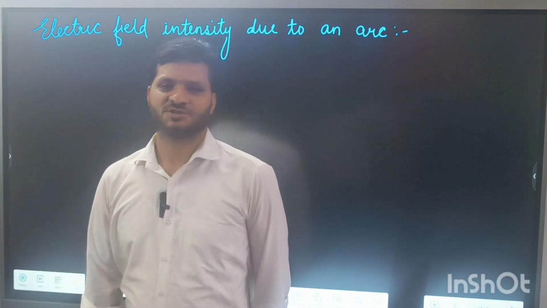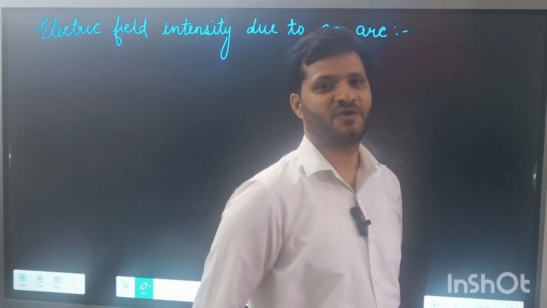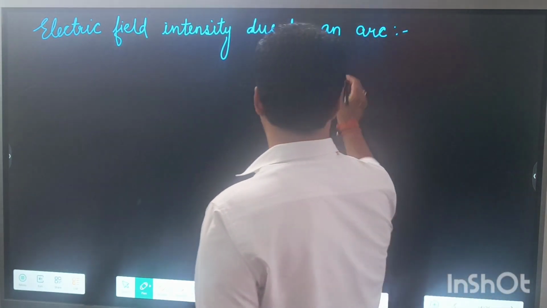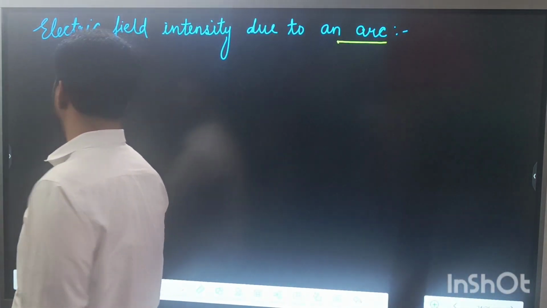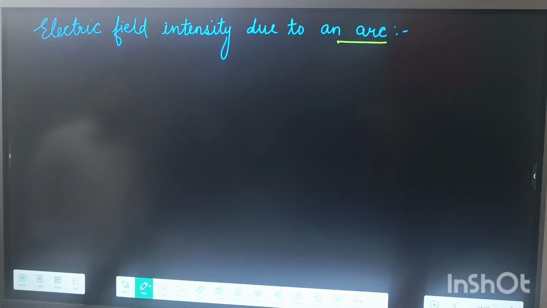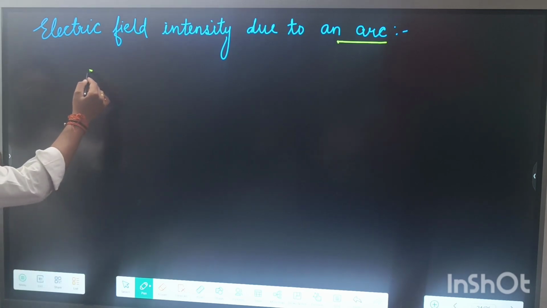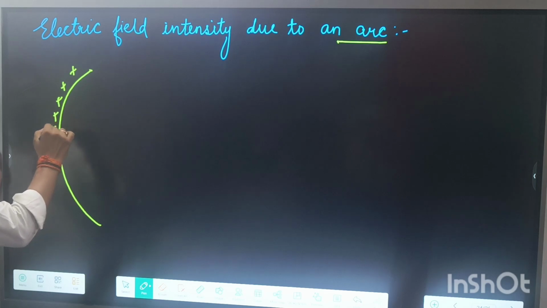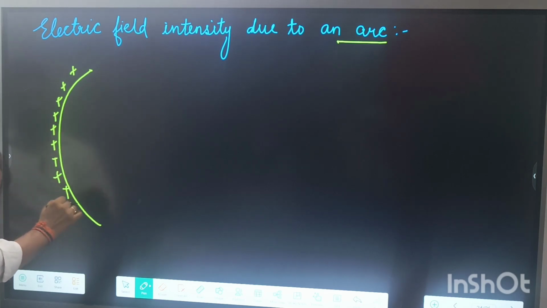How are you? So, today we are going to discuss a good concept: electric field intensity due to a ring. Correct? Today we will calculate the value of electric field intensity at a point due to a ring. What is that? You can see. If I take a ring, this is your ring, having charge that is uniformly distributed.